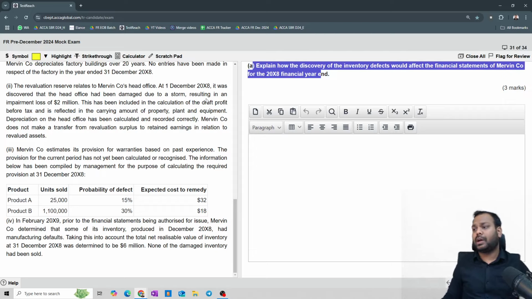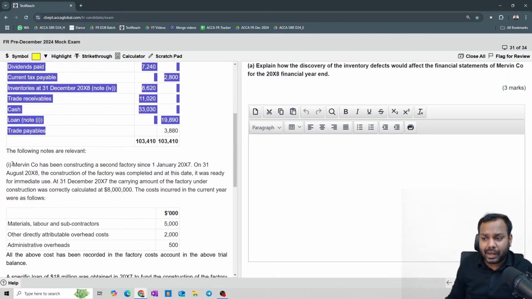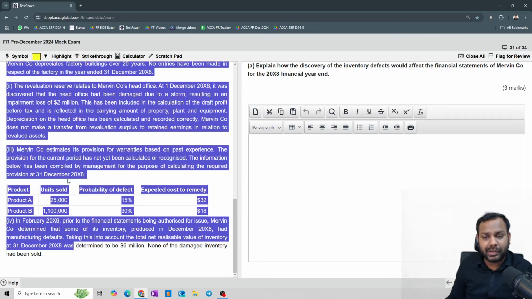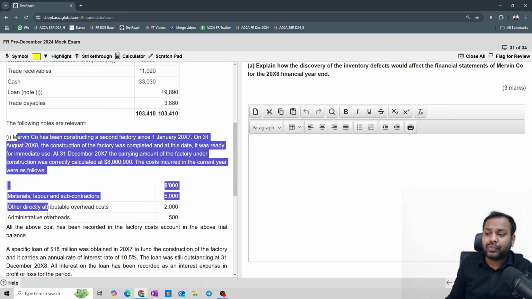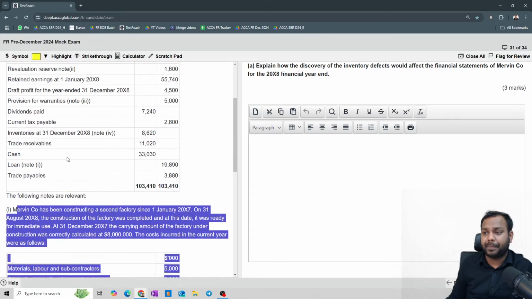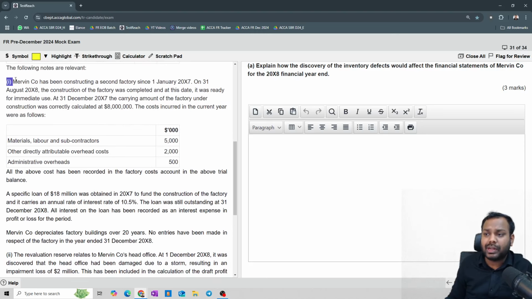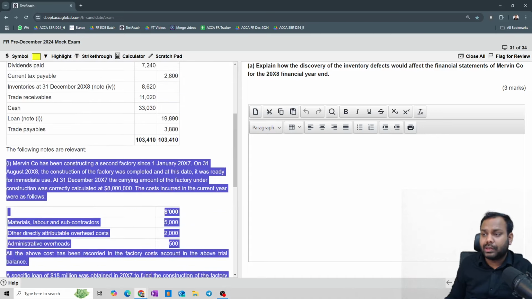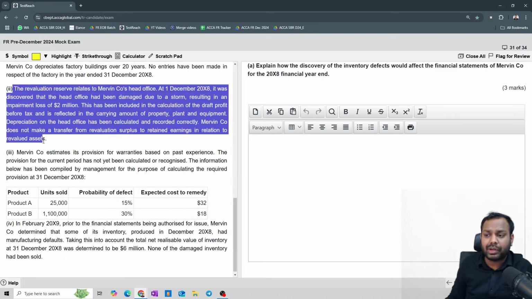Okay, so now let us solve this question. This question says Mervyn company has a draft trial balance at 31st December 20x8. So the trial balance is given. There are certain adjustments that are given. Now understand, these adjustments are linked to the trial balance. See, property, plant, equipment, refer note 1. So this note 1 is for the adjustments linked to PPE. Then factory costs, also linked to note 1. So note 1 adjustments are linked to PPE and the factory costs. Then come here, revaluation reserve, note 2. So adjustment number 2 pertains to revaluation reserve.